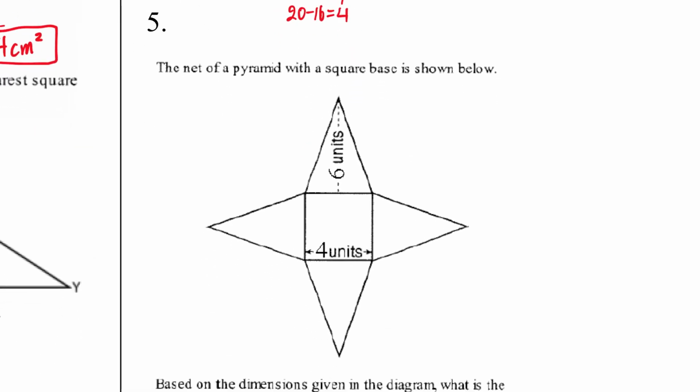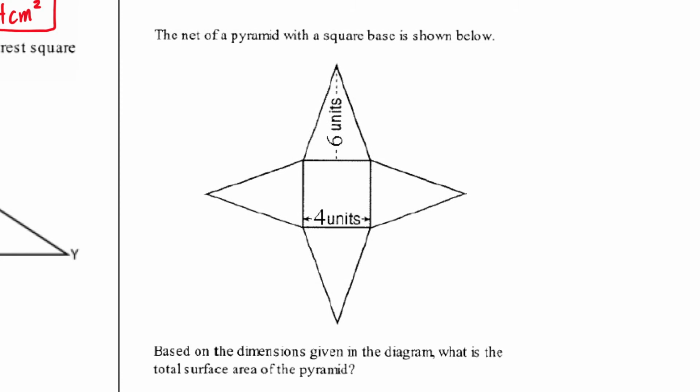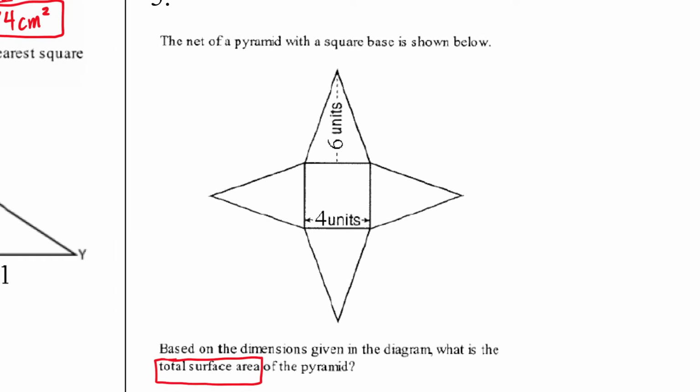Number 5, we're looking for the total surface area of this pyramid. So what we need to do is find the area of each piece. Let's start off with this triangle. How am I going to find the area of this triangle? Good. Base times height divided by 2. What's the base of this triangle? It's 4. What's the height of it? 6. So I'm going to do 4 times 6 divided by 2. And it gives you 12.